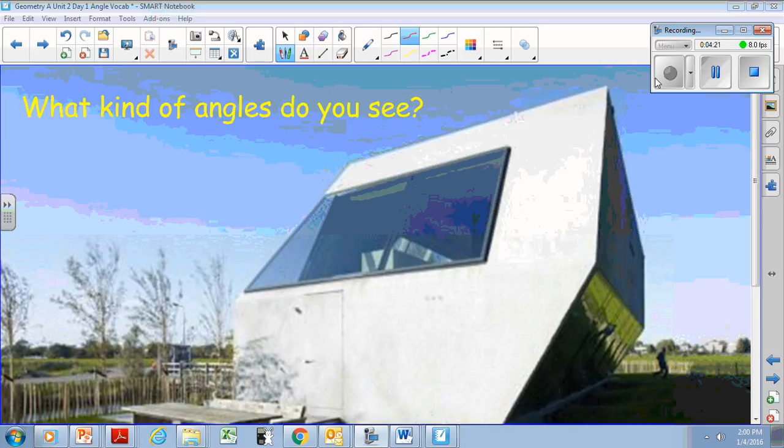Someone knows an angle that other people don't know. That way you get to be like the smartest kid in class. All right, table 1 here. What's an angle that you see?